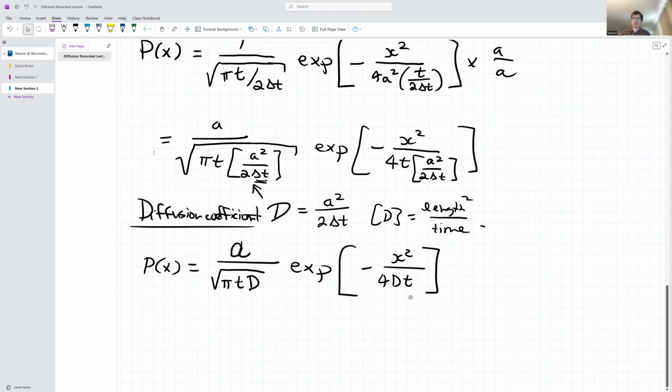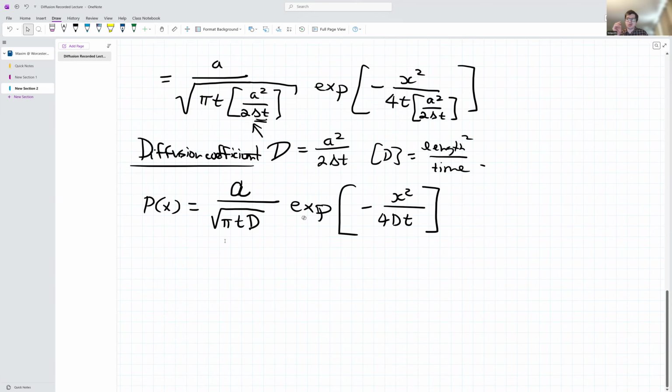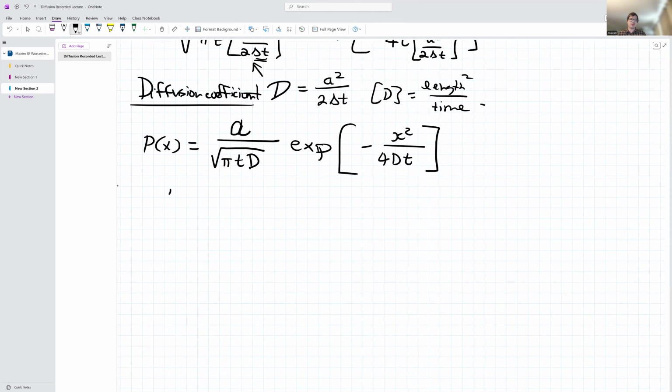Now, there is a technical thing that happens here. This is all good, it's just that this probability distribution is not quite normalized. What we really want is a probability distribution so that if we plot p of x as a function of x, in units of some length, the area under the probability curve, like the area under the bell curve, is always 1.